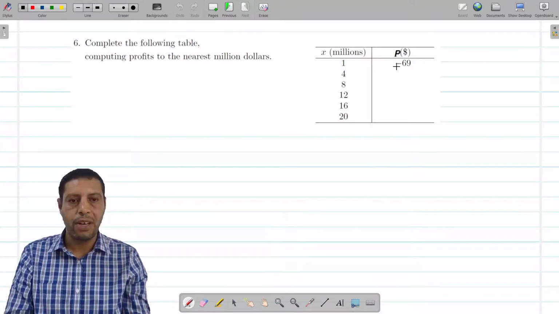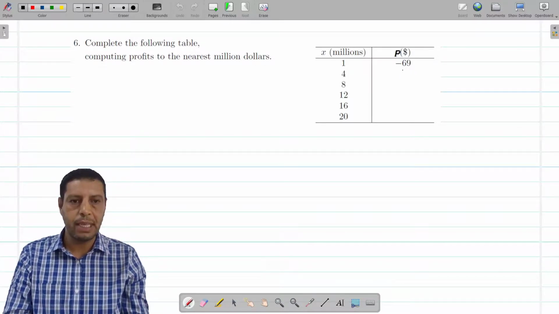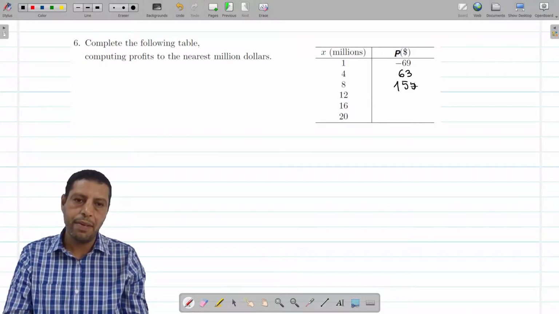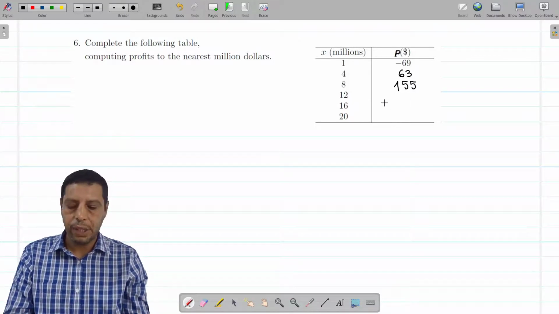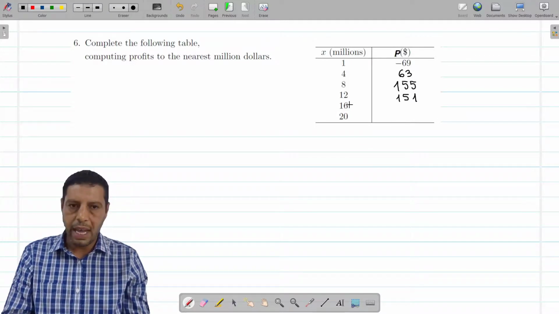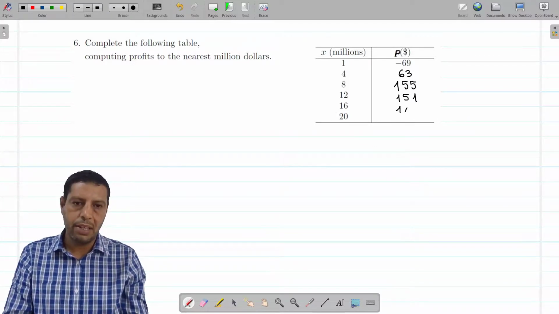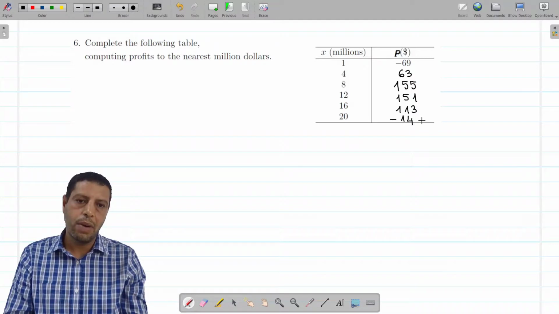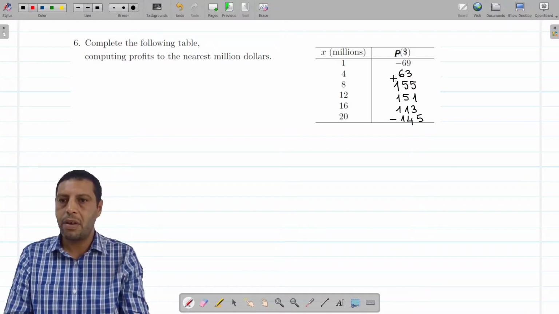So for 1, you obtain P equals minus $69. For X equals 4, you obtain $63. For X equals 8, you will obtain $155. For X equals 12, you will obtain $151. For X equals 16, you will obtain 113. And the last value, for X equals 20, you will obtain a profit of minus 145.